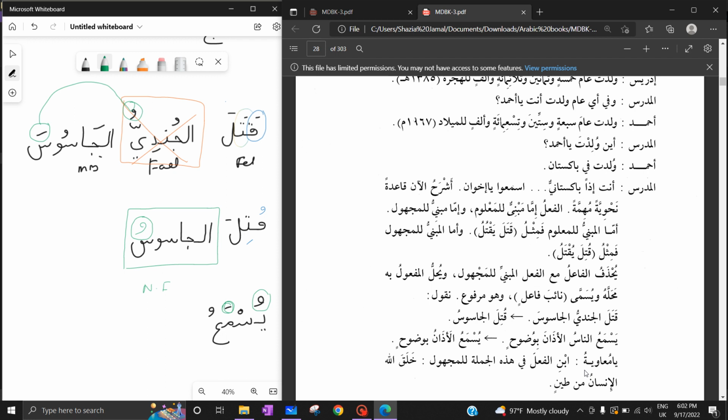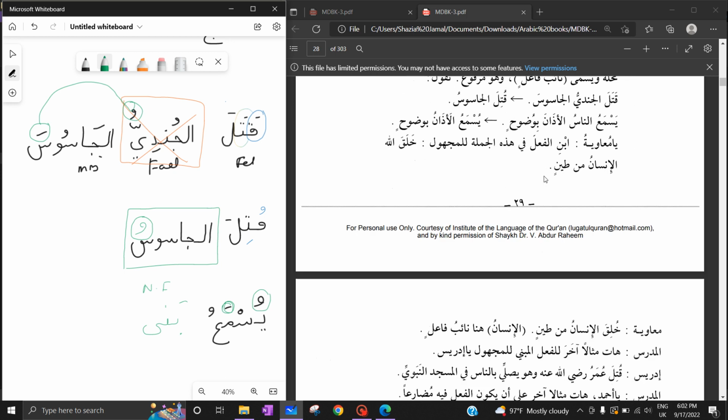Ya Muawiyah, ibni means this is a command for male. Ibn means make, from bana. Ibni. Ibnil, why is it kasra here? Because two sukoons are there, so it is changed into kasra. Ibnil fa'il fi hazihil jumla lil majhul. Now the teacher is saying to make this into majhul form.